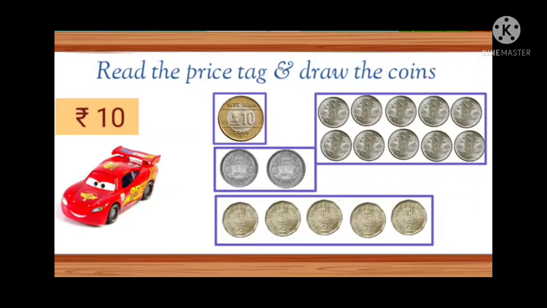Now we can give 10 rupees in the form of different coins. We can give either 10 coins of 1 rupee each, or a single coin of 10 rupees, or 2 coins of 5 rupees, or 5 coins of 2 rupees each. 5 coins of 2 rupees each we can give here.